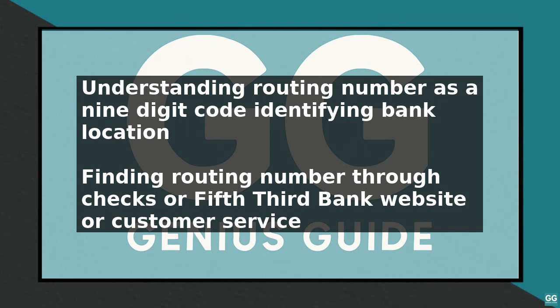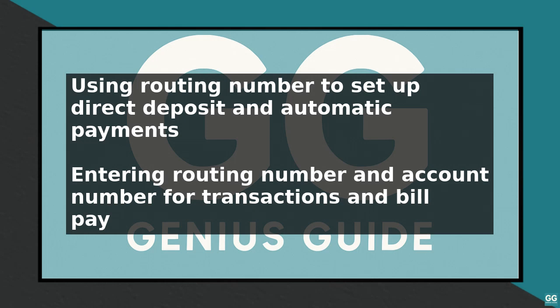The routing number for Fifth Third Bank in certain states includes 041002711 for Ohio, 042000314 for Michigan, 041215537 for Indiana, and more.